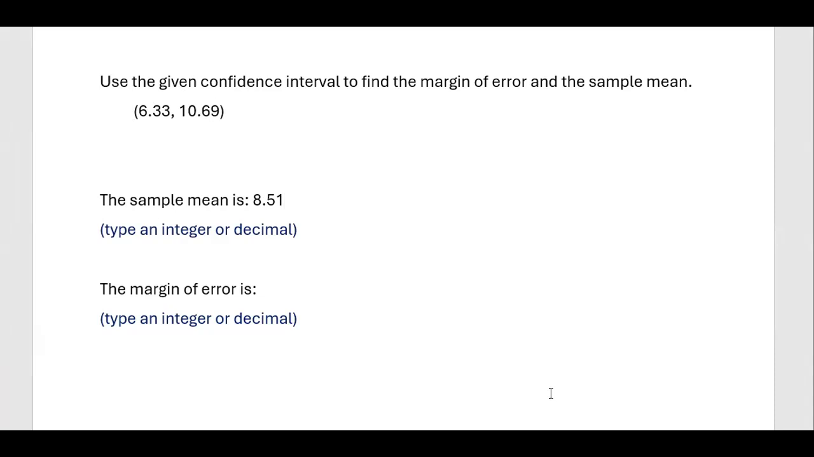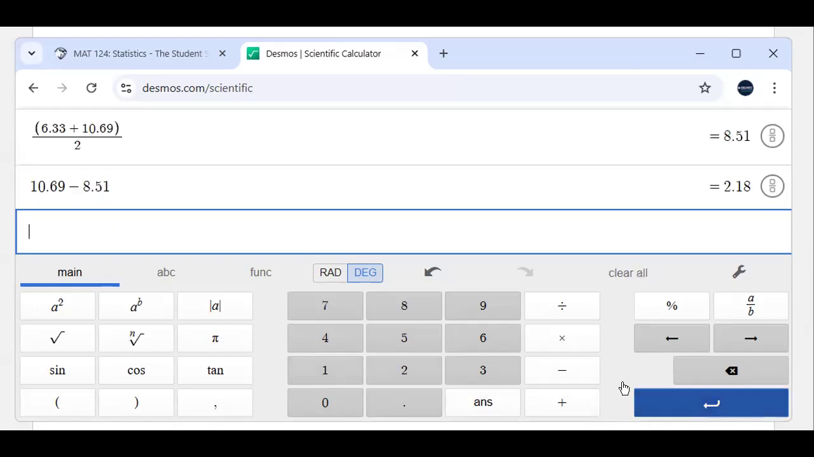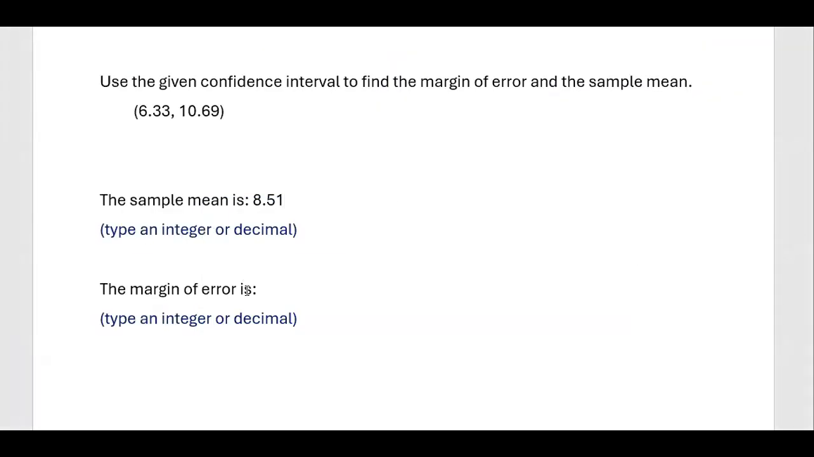So let's say we do the first way. Let's say we take the higher number, the upper bound, 10.69, and let's subtract the sample mean, 8.51. We get 2.18. Now, this is the exact same thing I would get if I were to take the sample mean instead and subtract the lower bound, 6.33. See, I get 2.18 both ways. So whichever way you do it, my margin of error, the distance between my sample mean and either endpoint, is 2.18. And that is it for this question. We found the sample mean, we found the margin of error, and that's it.